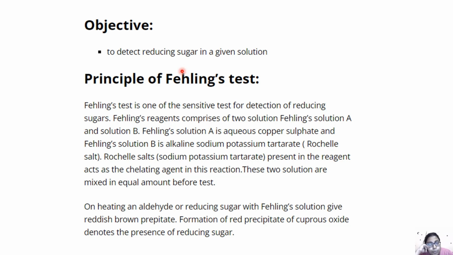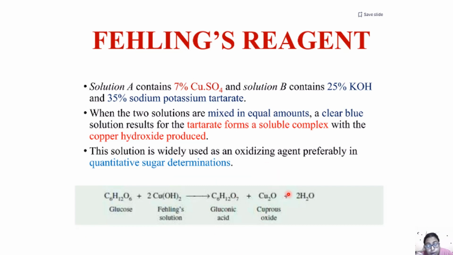Felling solution A is aqueous copper sulfate, and Felling solution B is alkaline sodium potassium tartrate, also called Rochelle salt. The sodium potassium tartrate present in the reagent acts as a chelating agent in this reaction. These two solutions are mixed in equal amounts before the test. When you heat an aldehyde or a reducing sugar with Felling solution, it gives a reddish brown precipitate. Formation of the red precipitate of cuprous oxide denotes the presence of reducing sugar.